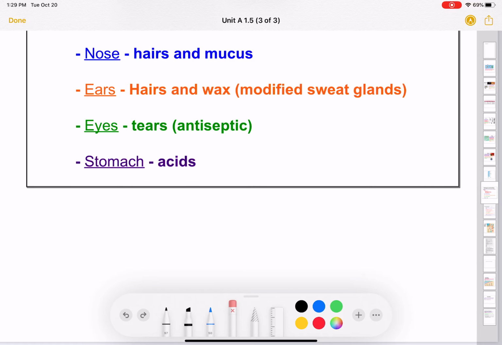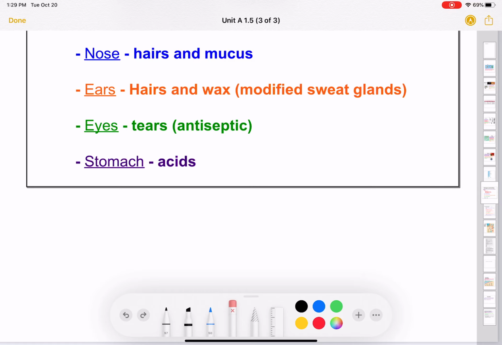And our tears are antiseptic in a sense because they are pretty acidic. Our stomach is also very acidic, so things that get into our stomach can be killed by stomach acid before they get into our intestines.